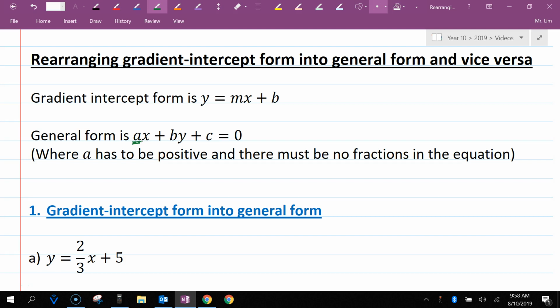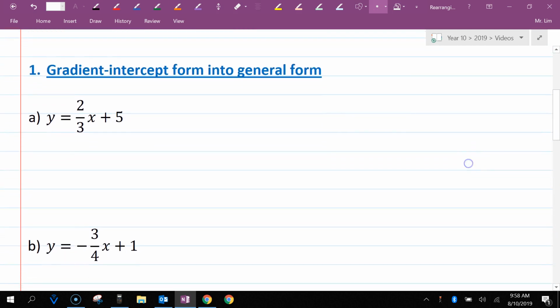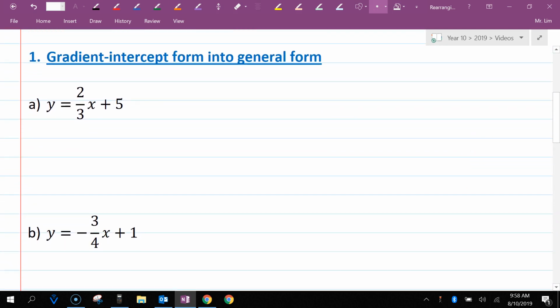So let's have a look at the first part of this video. Rearranging gradient intercept form into general form. So here we have y equals 2/3 of x plus 5. Because we want x to be positive, we have to have a look at the coefficient of x. Is that positive? Well, it is positive, so what we're going to do is move this to that side to make it equal to 0. That way we kill two birds with one stone. So that will become 0 is equal to 2/3 of x minus y plus 5.